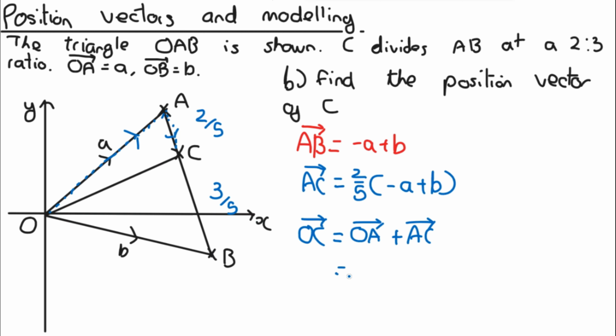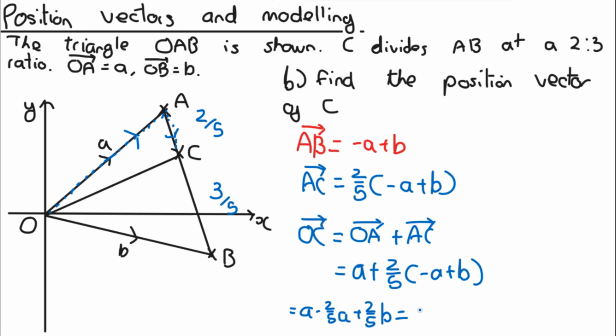So therefore this is just going to be OA, which is A, it works in the same direction as this, A plus, and then the AC part here, plus 2/5 of minus A plus B. Expand the brackets to get A minus 2/5 A plus 2/5 B, and then you just do A minus 2/5 A, which is going to be equal to 3/5 A plus 2/5 B, and then that's the answer.